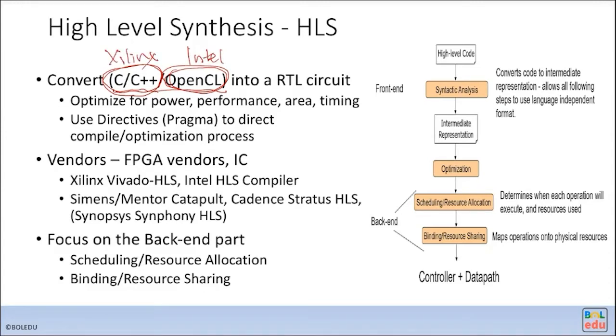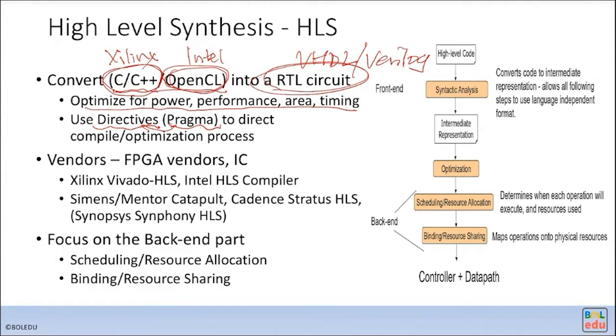Its output is the RTL circuit, so it's RTL code, VHDL or Verilog. You can, based on user feedback, optimize for power, performance, and area. For the designer, you use either a directive or a pragma. We just introduced directive and pragma in the lab too. The user controls the compiler process through these two means, and they are twins. They have a one-to-one mapping.